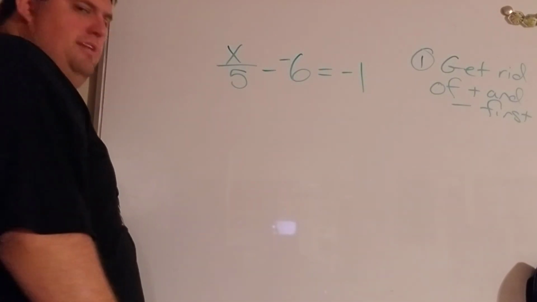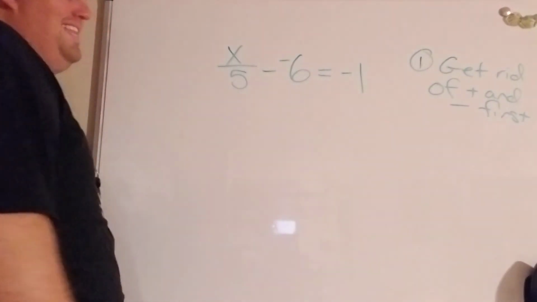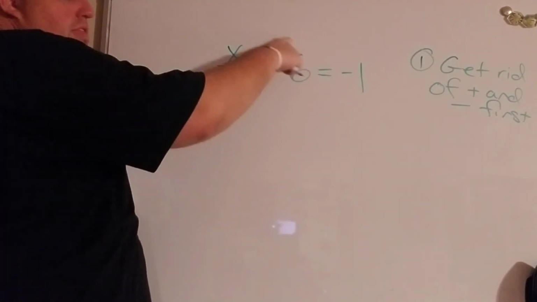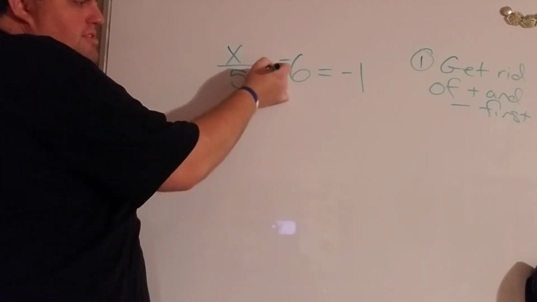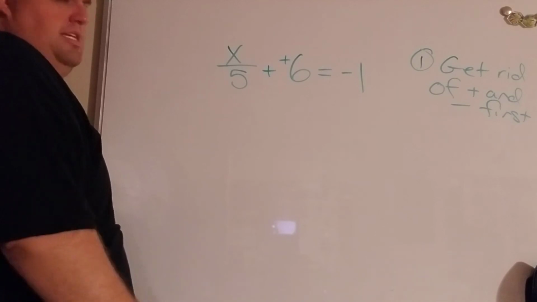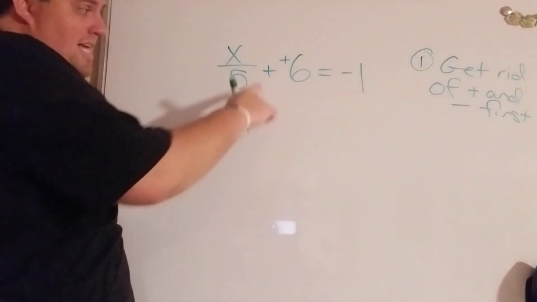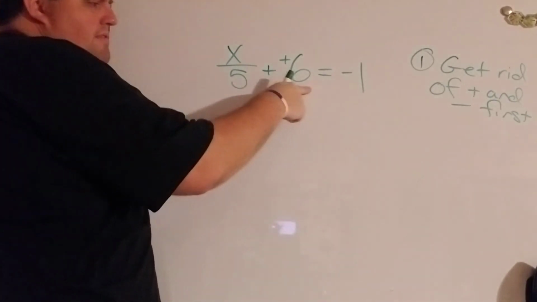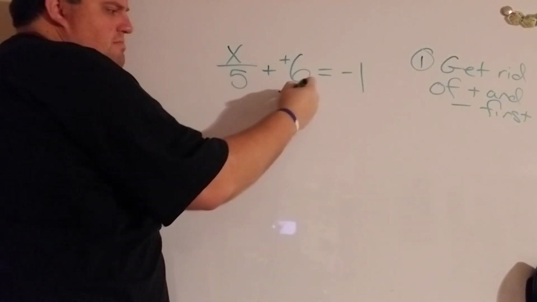All right, how about x over 5 minus negative 6 equals negative 1? Again, this is a weird thing, so I'm going to go ahead and add the opposite. So if I make this plus, that would make this positive 6. So I can tell what to do. Here's my adding, here's my x. I've got to get rid of this one first. It's positive 6, we need negative 6.